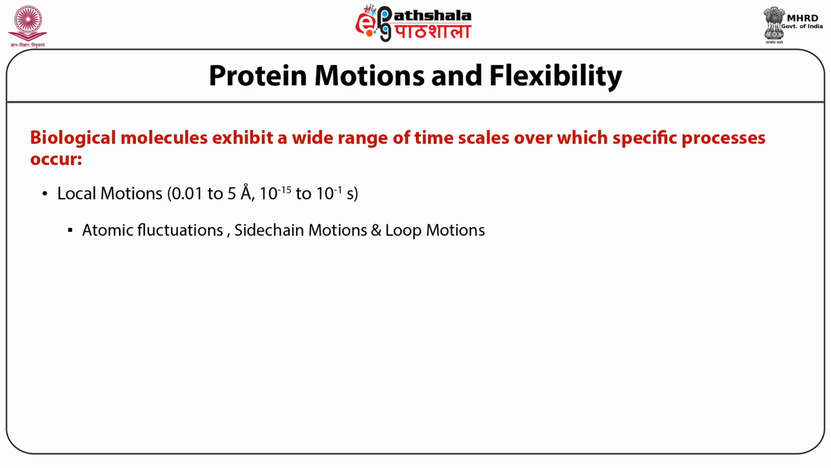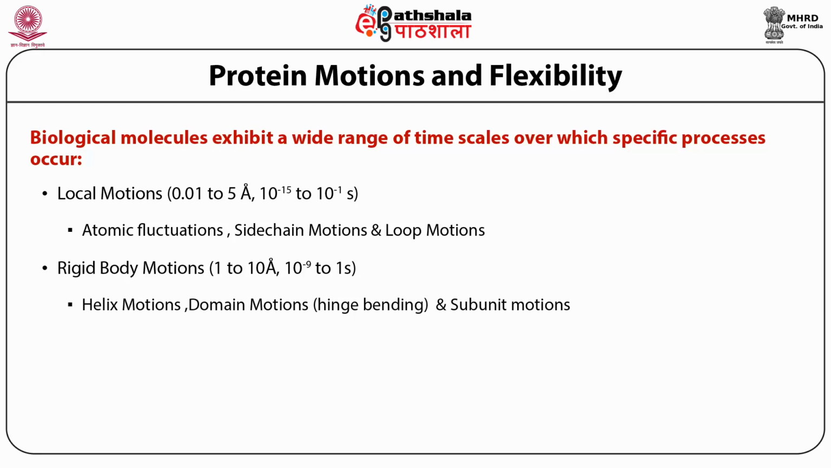There is another set of motion called rigid body motions, which are a little larger in amount. That means the displacement is quite larger, between 1 to 10 angstrom, and these motions are not so fast. They are a little bit slower than the local motions. Examples are helix motion, and many biological functions depend on helix motions. Then domain motions, that is hinge bending motions, very commonly observed in carbohydrate binding proteins, and in many cases subunit motion. They also have interactions of functional importance.